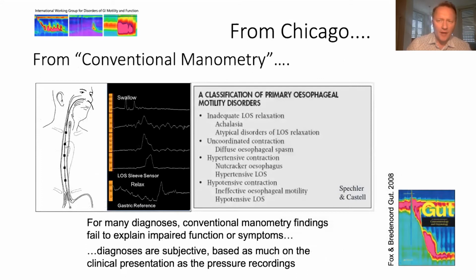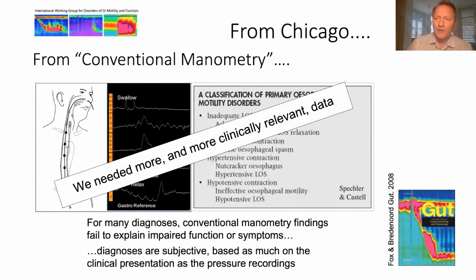because at the time, the classification of esophageal motility disorders was essentially descriptive and very much focused on pressure measurements. But it had been clear for a while that these diagnoses were subjective, based as much on clinical presentation as pressure recordings. We needed more and more clinically relevant data.